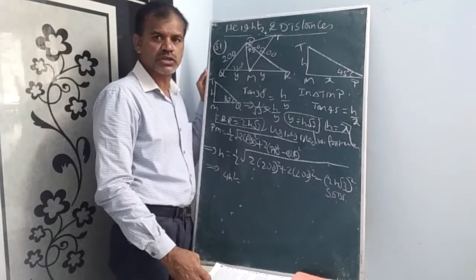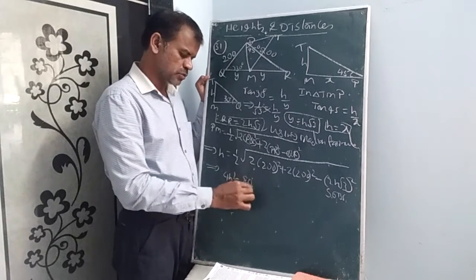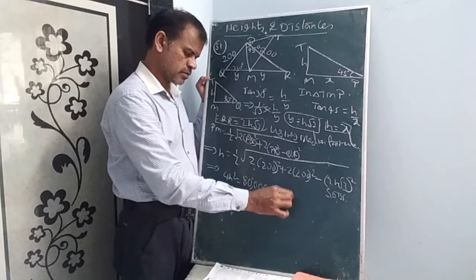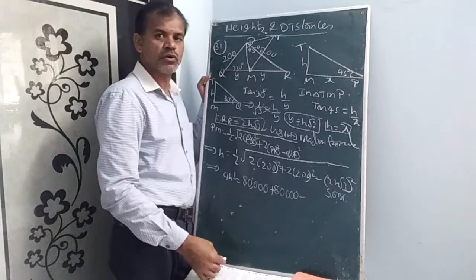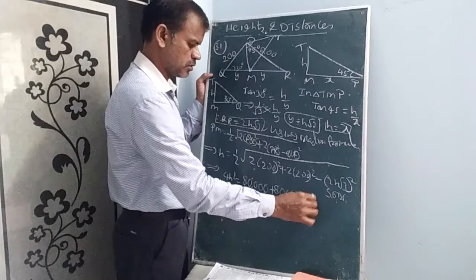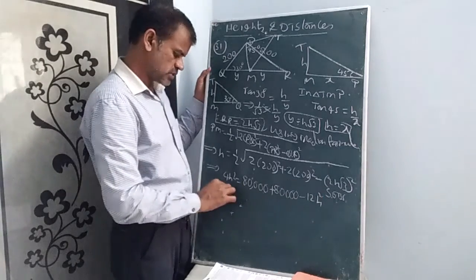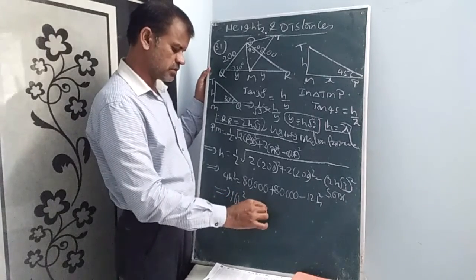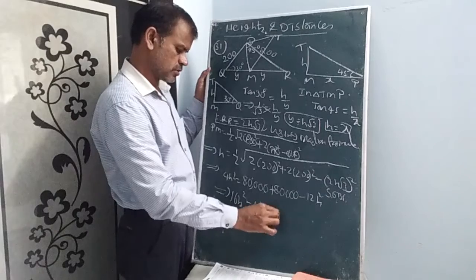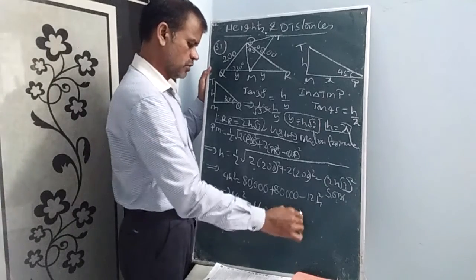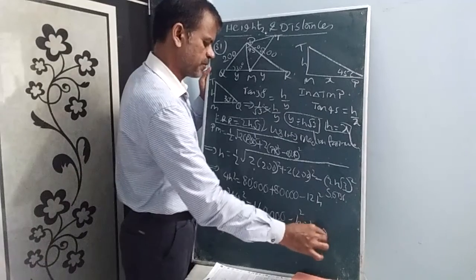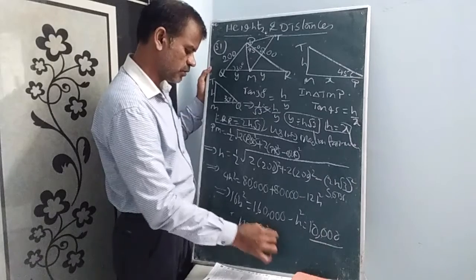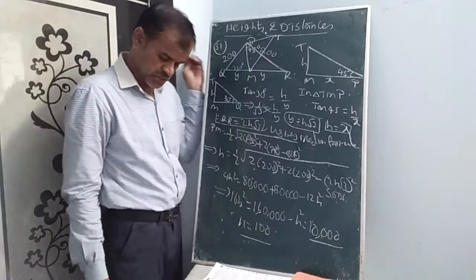200 whole square means 40,000. 40,000 into 2 becomes 80,000. 80,000 plus again 80,000, minus 2H root 3 whole square, which means 12H square. Taking 12 to this side, it becomes plus 16. 16H square equals 1,60,000. So H square is equal to 10,000. H is equal to the square root of 10,000, which is 100. So the height of the tower is 100 meters.